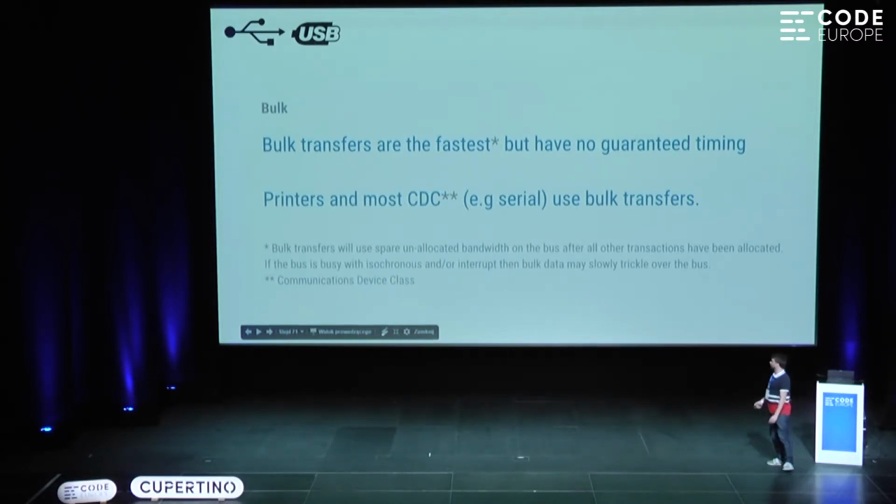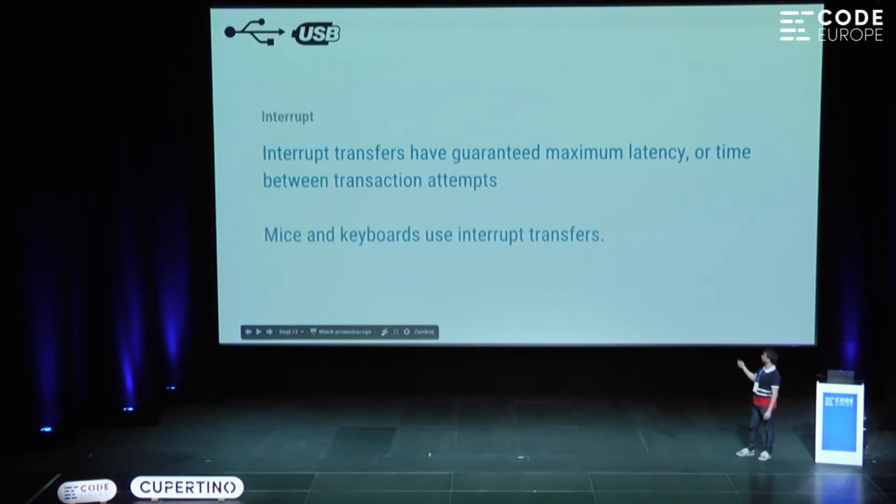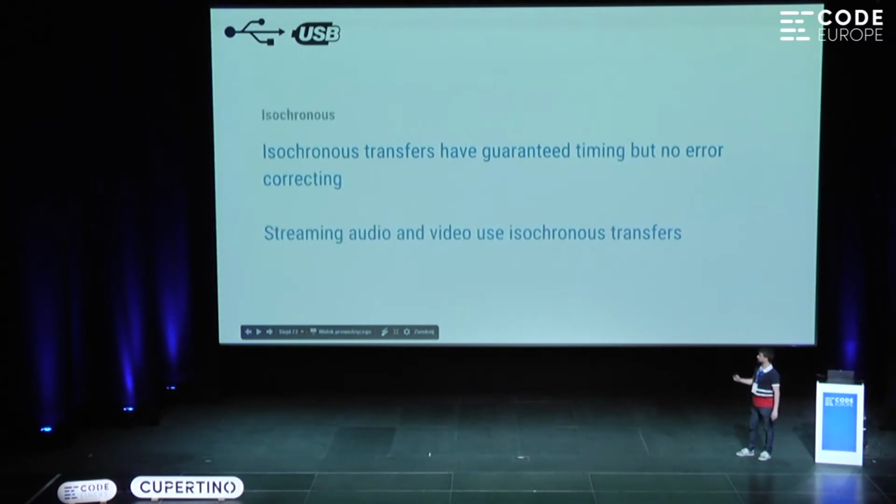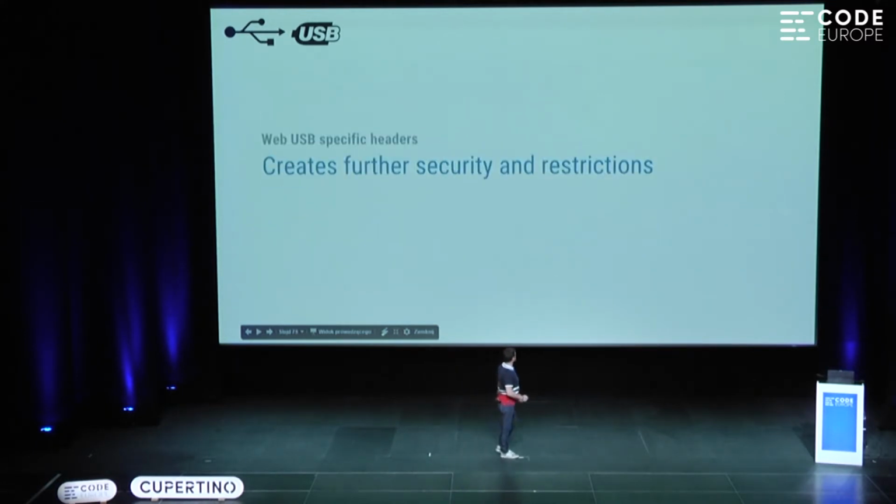This is normally used by serial connections and printers. Interrupt is not the fastest, but it has a maximum latency. So this is what you want to use for your mouse, your keyboard, etc. And isochronous is more like broadcasting, best effort. You just stuff data, and if the device can keep up with it, cool. If not, well, it doesn't matter. You could think of something like a web camera. This would probably be the right transfer type to use.